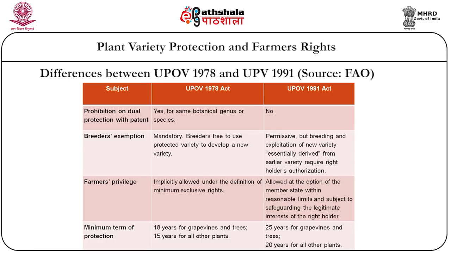Minimum term of protection: 18 years for grapevines and trees, 15 years for all other plants, under the 1978 Act; 25 years for grapevines and trees, 20 years for all other plants, under the 1991 Act.